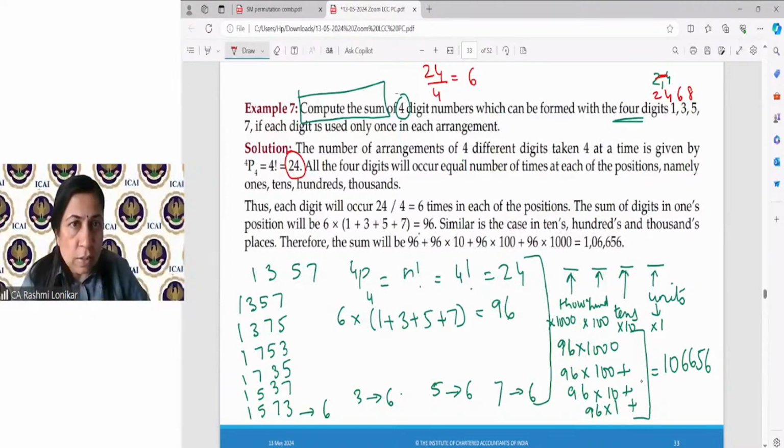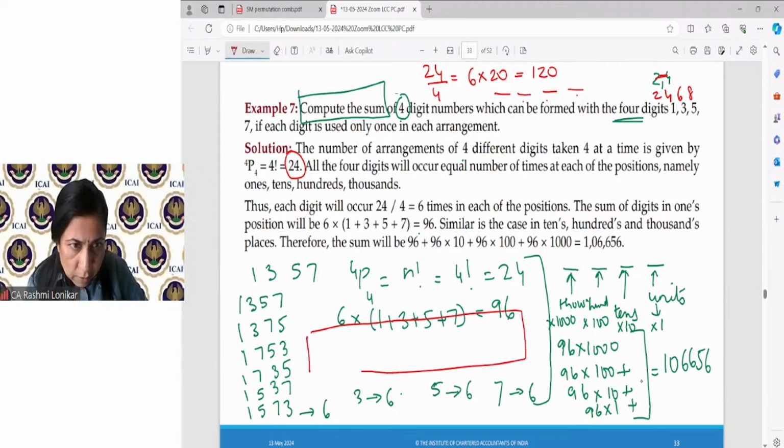So 6 times each number will be repeated. So 6, what is the total? 20. So 6 into 20 is 120. Now again 1, 2, 3, 4. This is my unit place, tens place, hundreds place, thousands place. Okay. So what will I have? I'm writing it over here because there is no place.